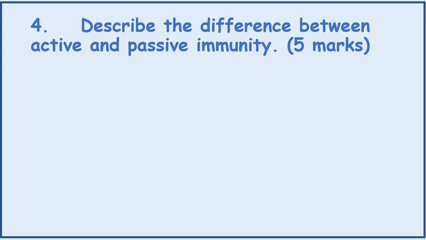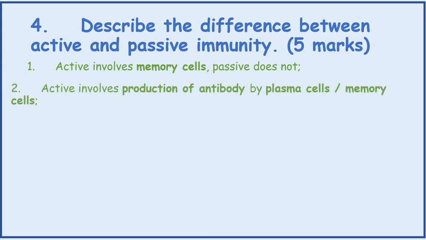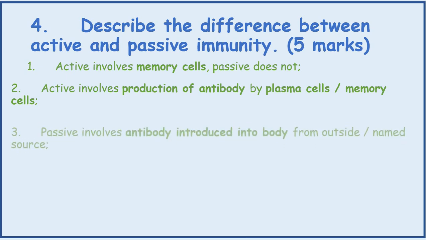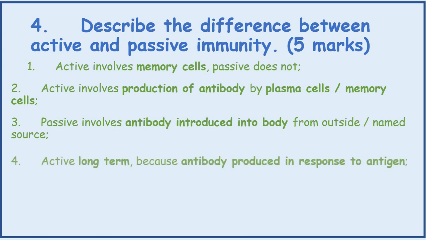Question 4. Describe the difference between active and passive immunity. Active involves memory cells, whereas passive does not. Active involves the production of antibodies by plasma cells or memory cells. Passive involves antibody introduced into the body from outside or a named source.